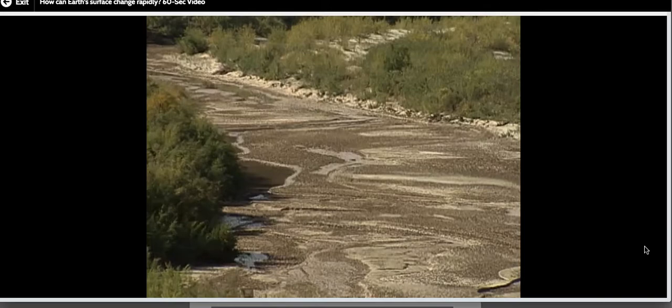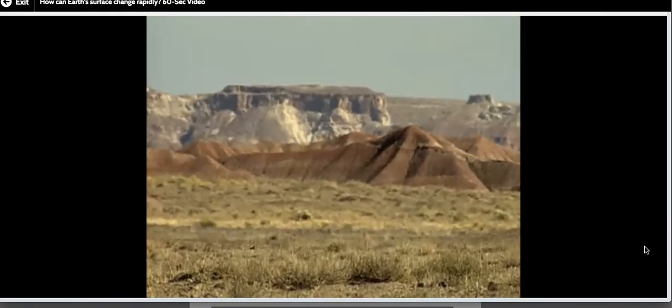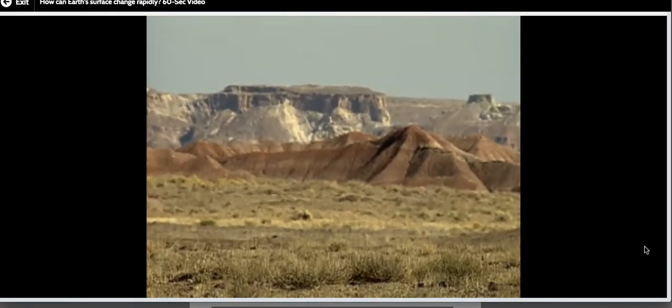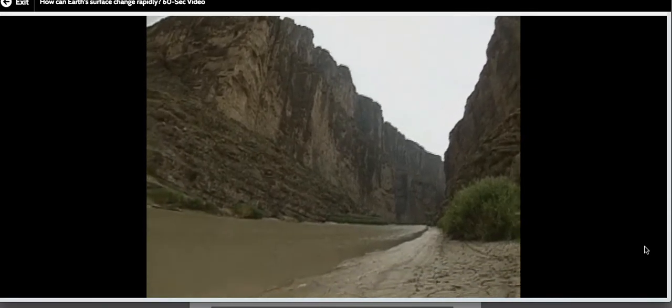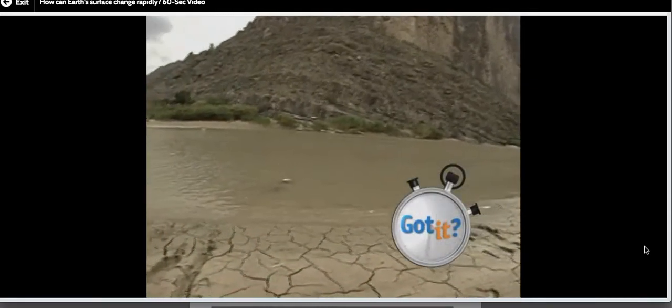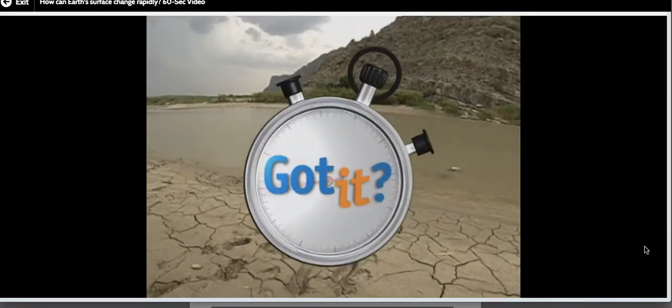Sometimes a lack of water can damage Earth. Droughts are long periods of time with low rain or snowfall. A severe drought can change the surface of Earth by reducing the amount of water in rivers and lakes. Got it? Sure you do.